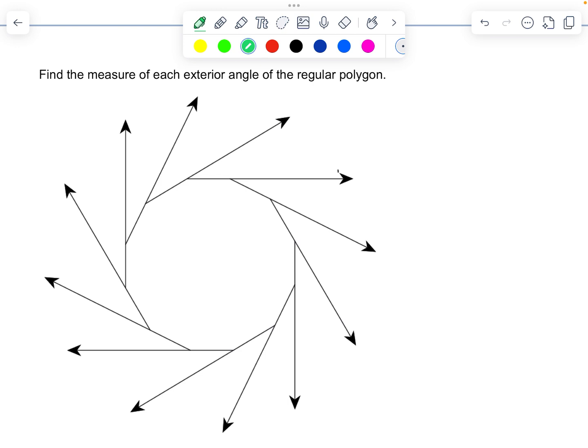Well, like we said a little while ago, all the angles on the outside, this angle, this angle, and so on around the polygon, all the angles add together to make 360 degrees. That's every polygon ever. All the exterior angles always add up to 360 degrees.